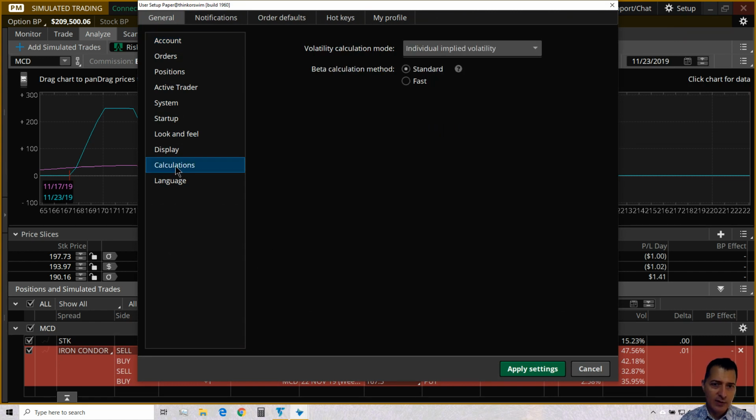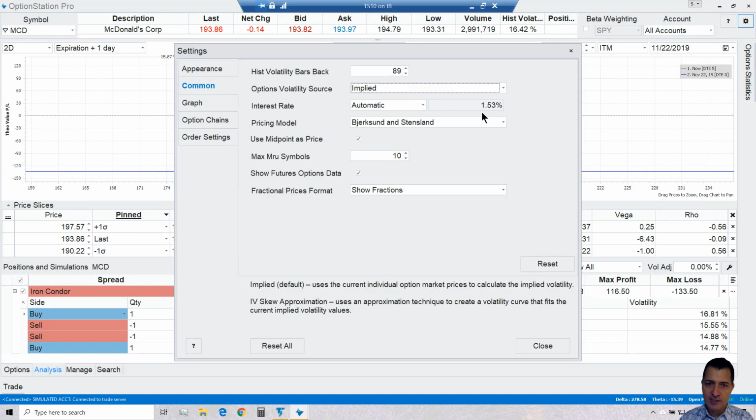And under calculations, volatility calculation, you can use individual implied volatility, or you can use the volatility smile approximation, which is kind of the same as in TradeStation implied or IV skew approximation. It's kind of the same, okay? So what does that mean?